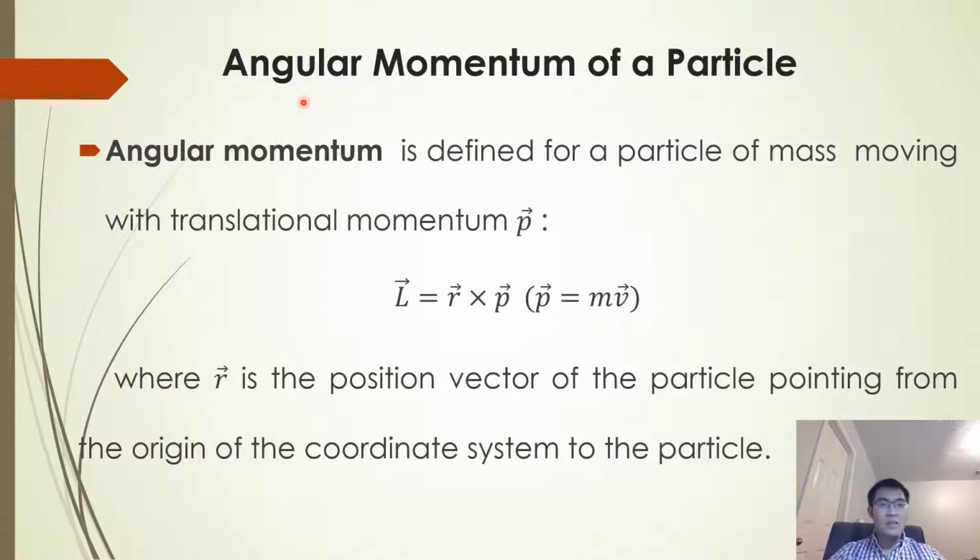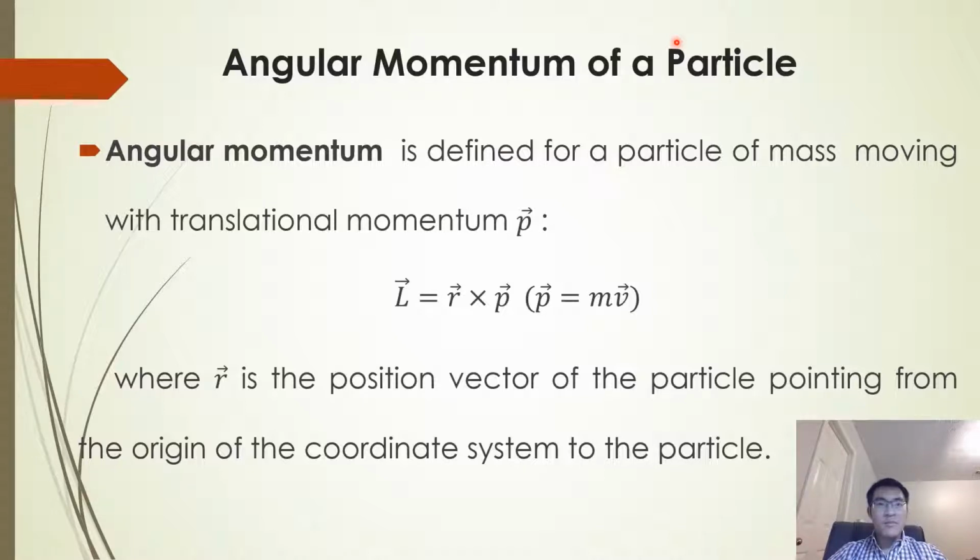The angular momentum is defined for a particle of mass moving with translational momentum p. L equals r times p, where r is the position vector of the particle pointing from the origin of the coordinate system to the particle.